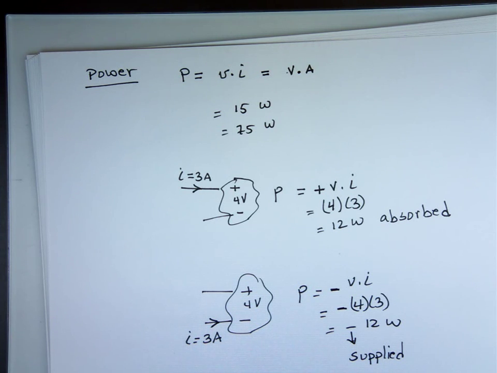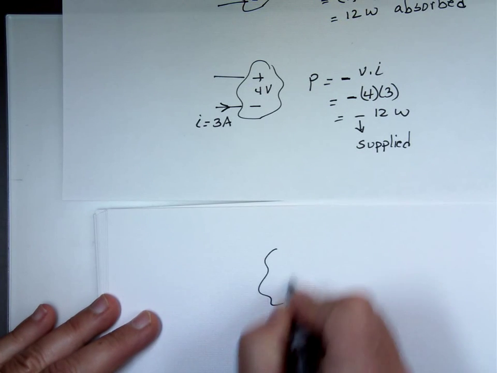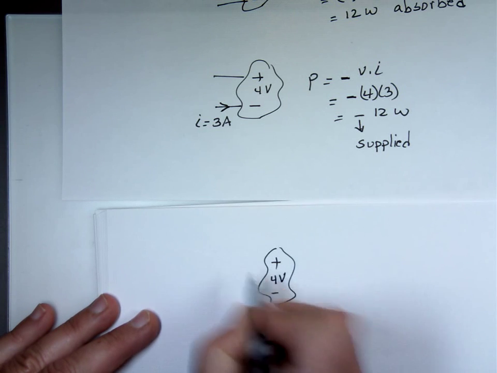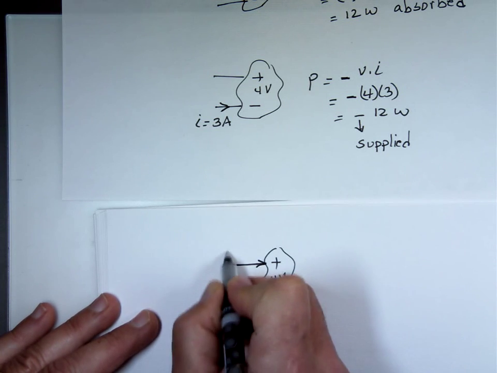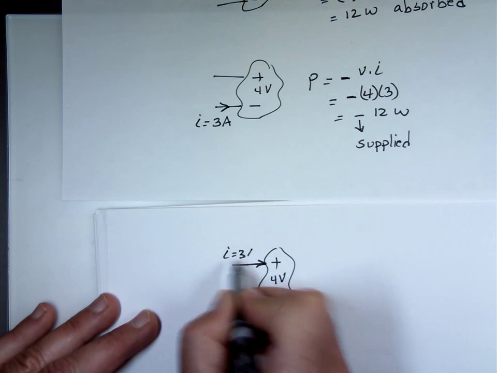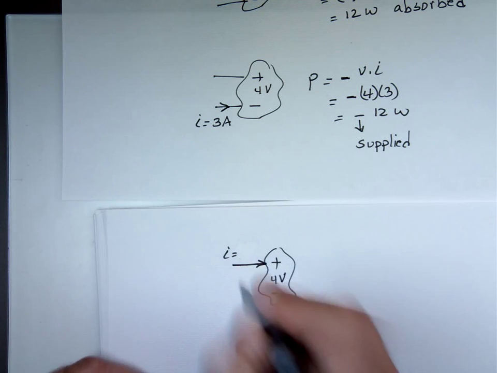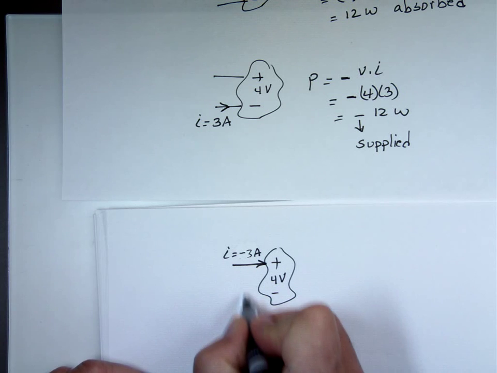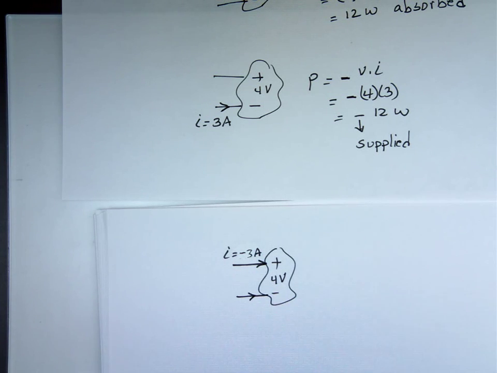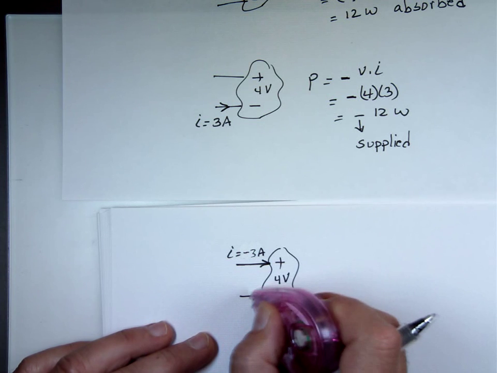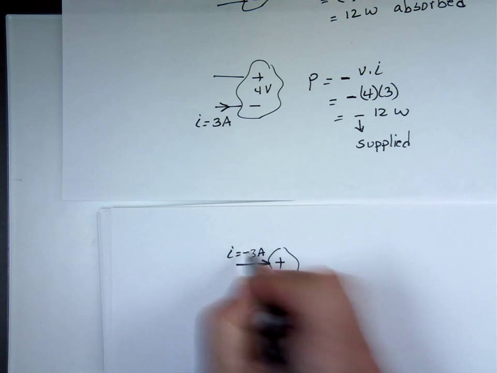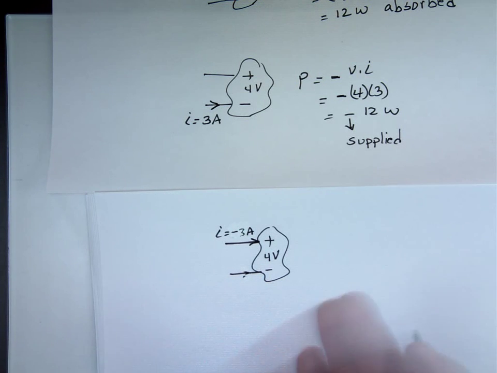You just have to be aware, sometimes we play a trick at you, we give you negative current. So I'll have this element here, plus to minus 4 volts. And I say I have a current going this direction, I equals 3 amps. Or negative, not positive. Negative 3 amps. Well, then negative 3 amps, it means what?